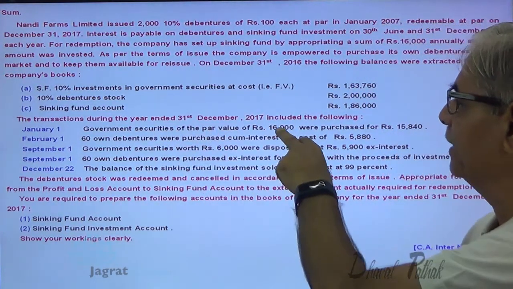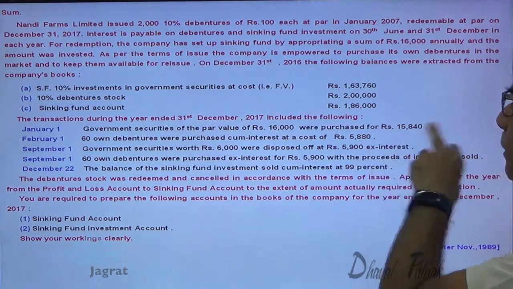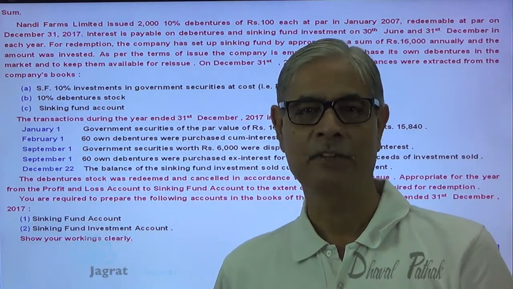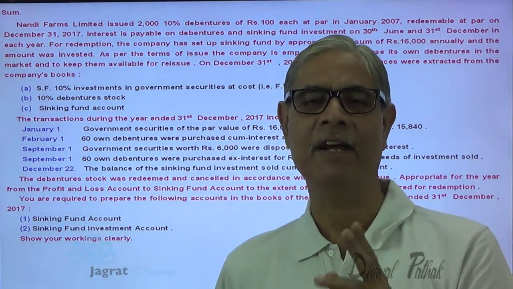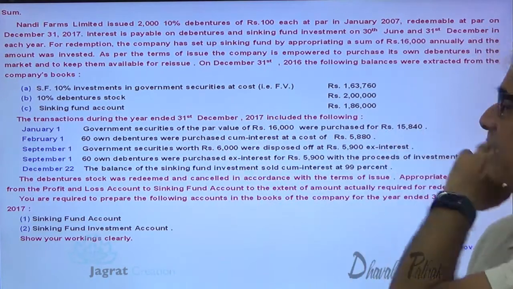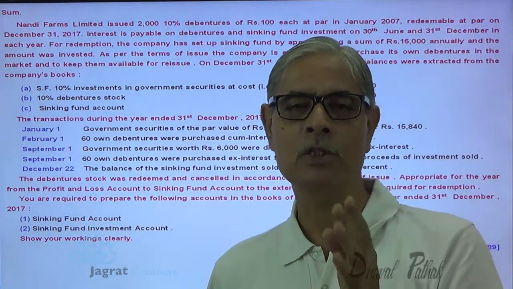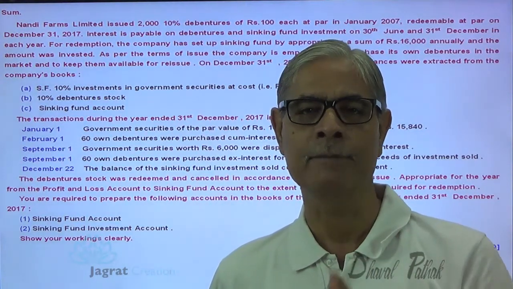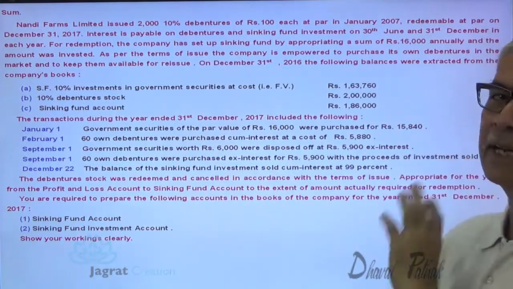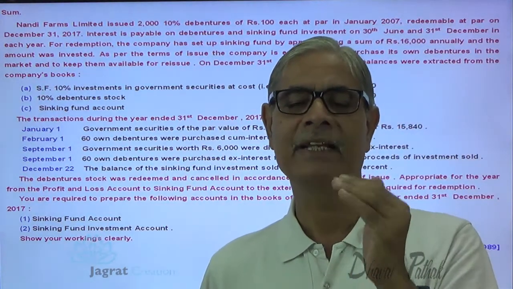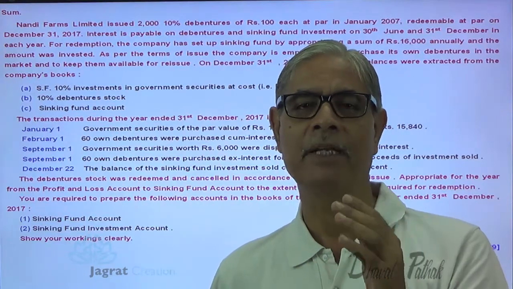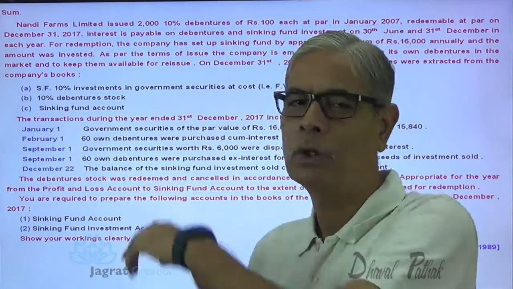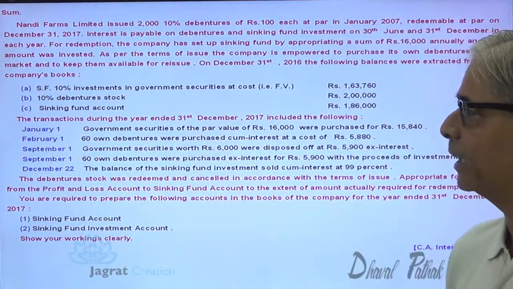So here, when these 16,000 government securities are purchased for 15,840, the date of interest and the date of purchase of investment are the same. We are not required to bother whether this price given to you is cum interest or ex interest, because no issue of ex interest and cum interest arises when the purchase of investment takes place on the interest date. So this price is always considered ex interest, because no interest is payable for the interim period, that is the period from the last date of interest till the date of transaction. That's an important point to be understood, because the transaction has taken place on 1st of January.